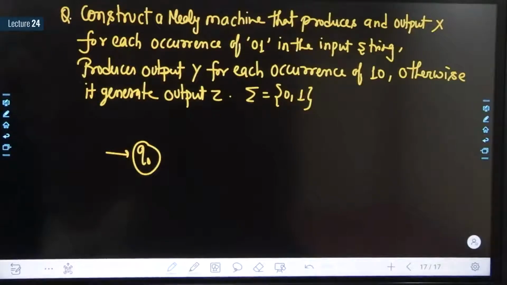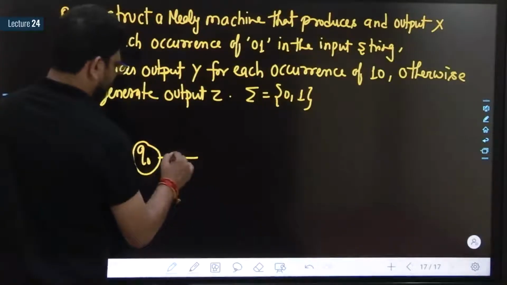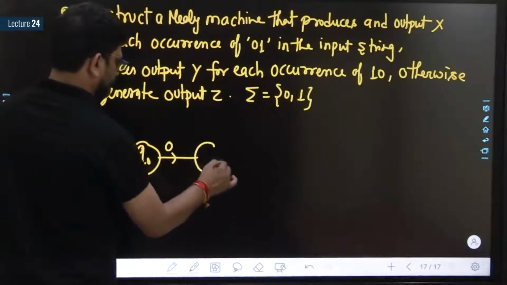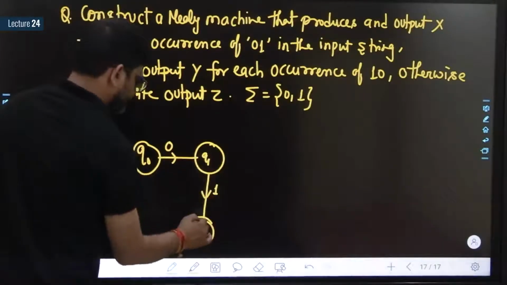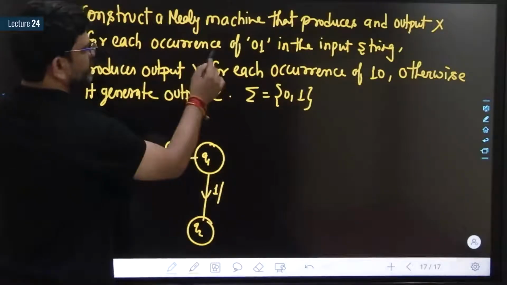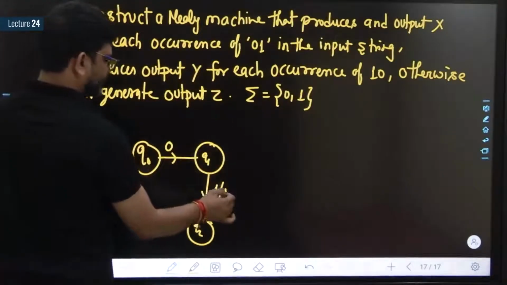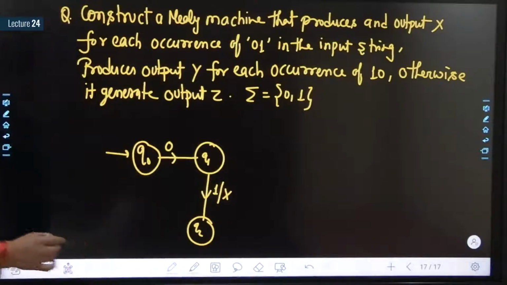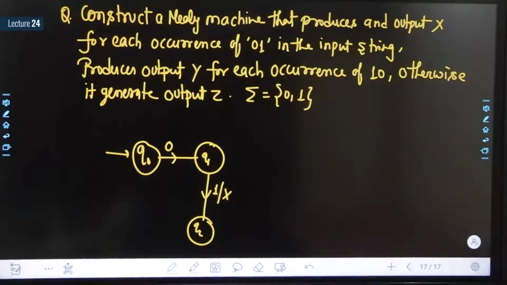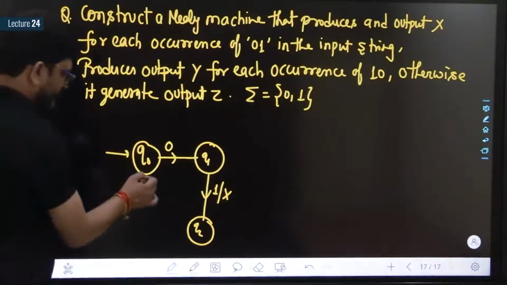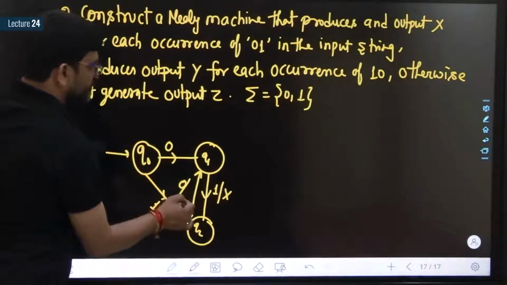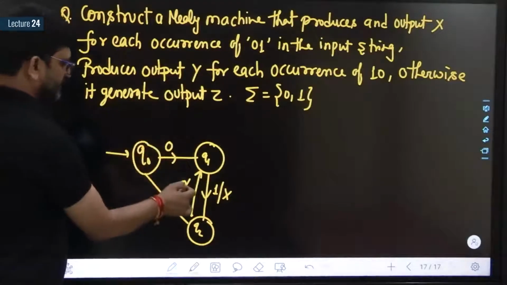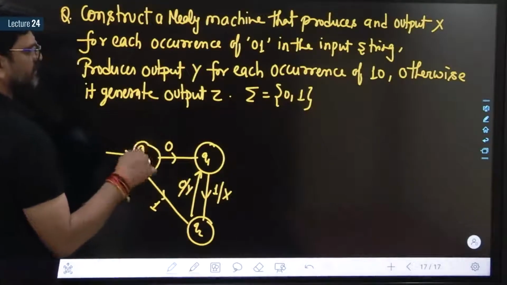Occurrence of 0, 1 in the input string. For 0, 1 it produces x. For 1, 0, 1, 0 it produces y. Otherwise it produces z.